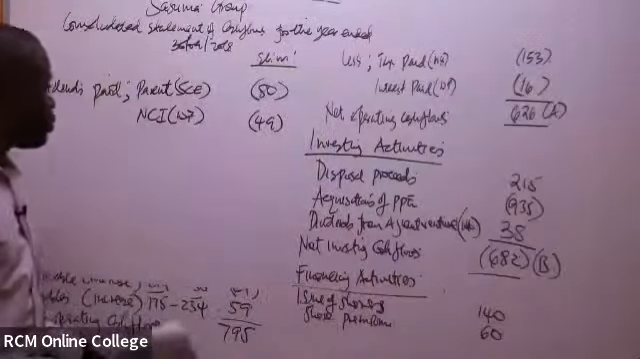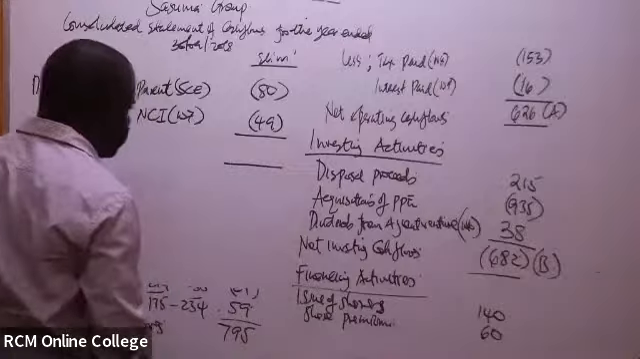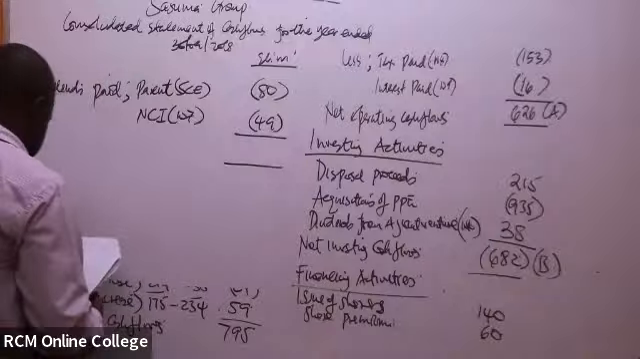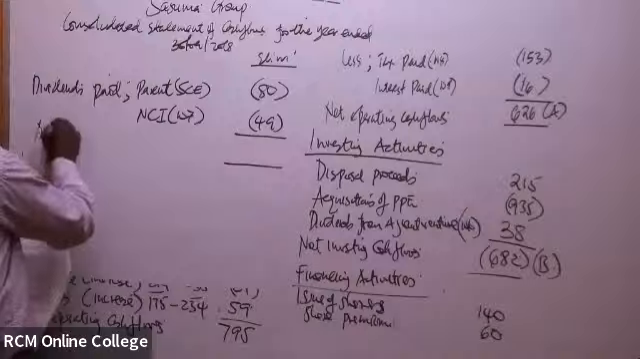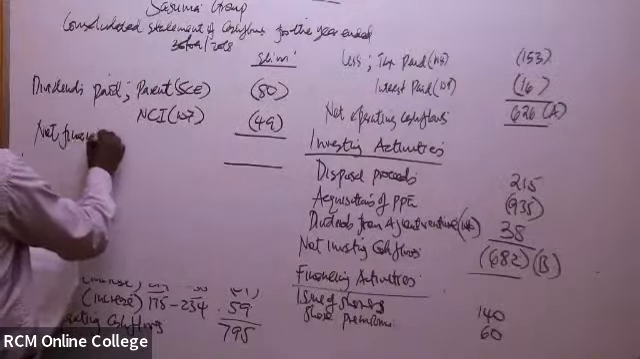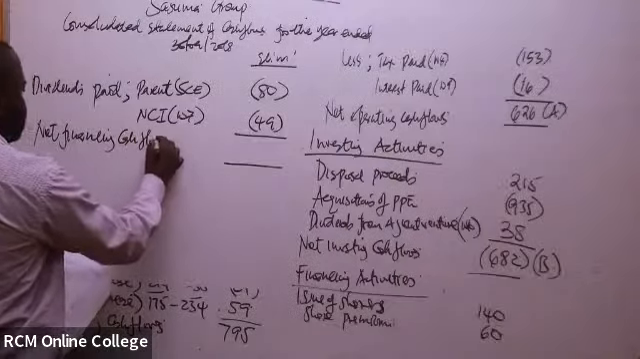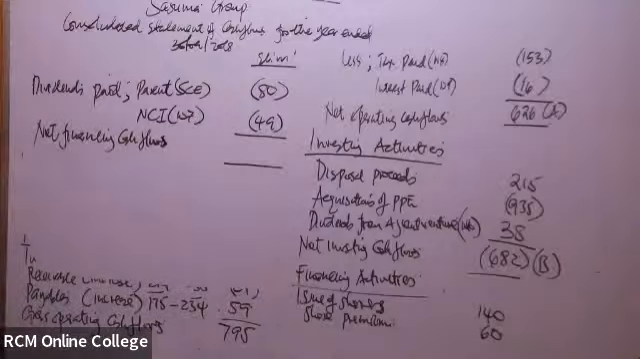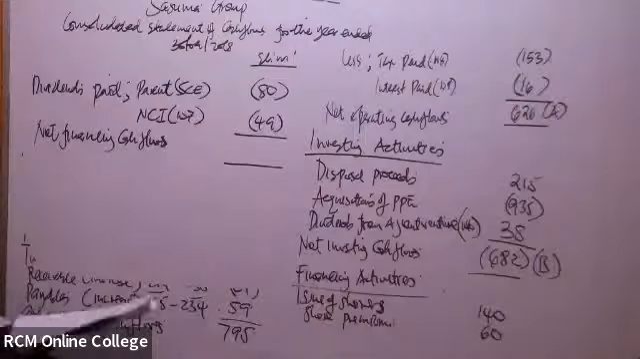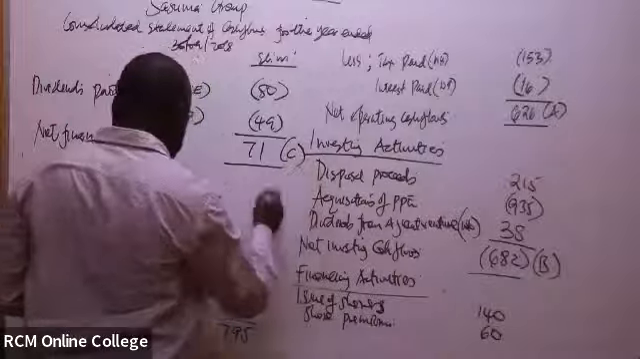Those are the only figures you'll be able to have under financing activities. So you can add. What are you getting as the net cash flows from financing activities? The net financing cash flows, what do you get? So 140 plus 60 minus 80 minus 49, you get 71. So you get in this case 71. So this will be part C.